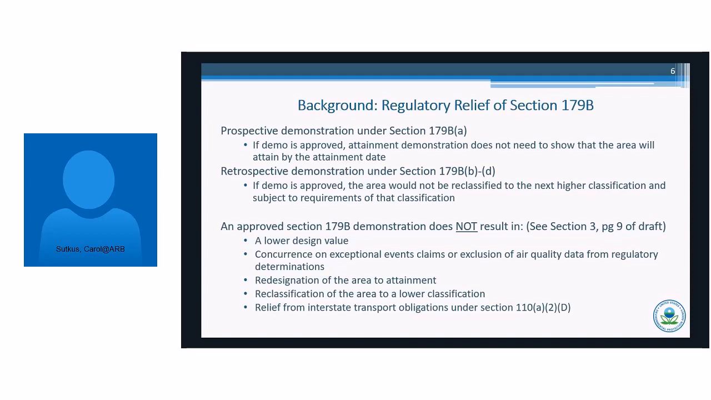Section 179B does not provide for exclusion of monitoring data influenced by international transport unless it qualifies specifically under the exceptional events rule. It does not provide for redesignation to attainment without meeting the requirements of Section 107(d)(3). It does not provide for reclassification to a lower classification, and it does not provide for relief of the interstate transport obligations under Section 110(a)(2)(D). Section 3 also provides further detail on other regulatory mechanisms available for air agencies to consider, such as an attainment date extension or an exceptional events demonstration.